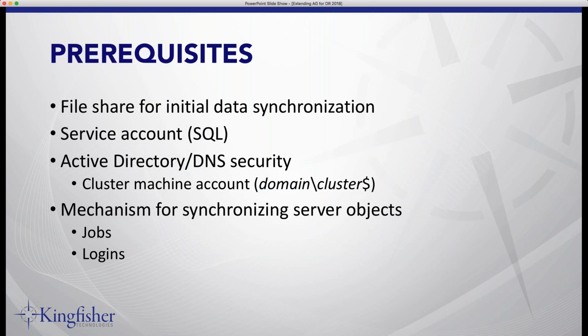You also have to have a file share available for the data synchronization. You have to have that file share available for the witness, as we've already talked about. You need to have one or more service accounts. You need to have security for the Active Directory and DNS. And then you need to have some sort of mechanism available for synchronizing the server objects, such as jobs and logins, that can't be synchronized by the availability group itself automatically. Usually that's something like a SQL Server Agent job. You can also do that manually if you want to.